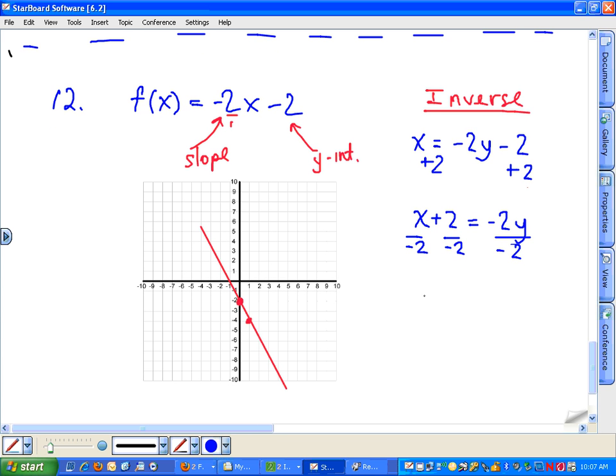So the inverse is going to be y equals negative 1/2 x minus 1. X divided by negative 2 is the same as negative 1/2 x. And then 2 divided by negative 2 is negative 1. So you start at negative 1, right? And then you go down 1 and over 2.